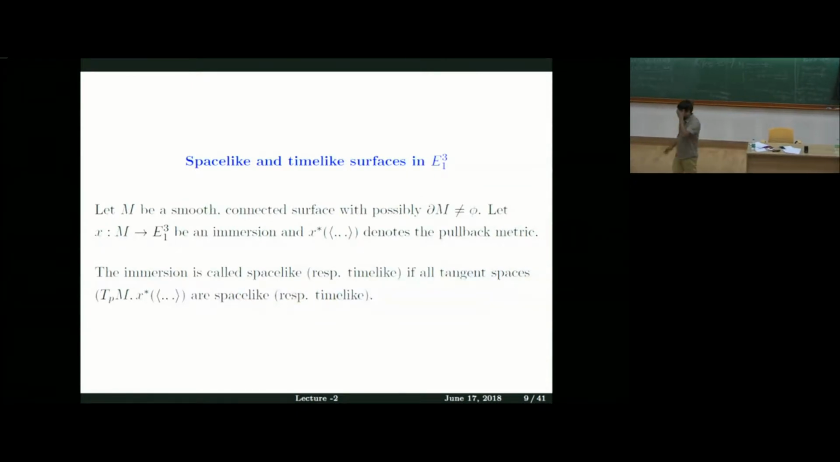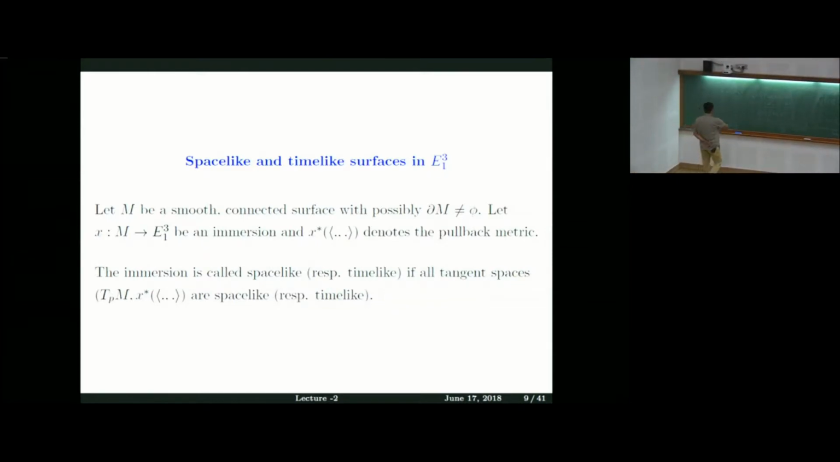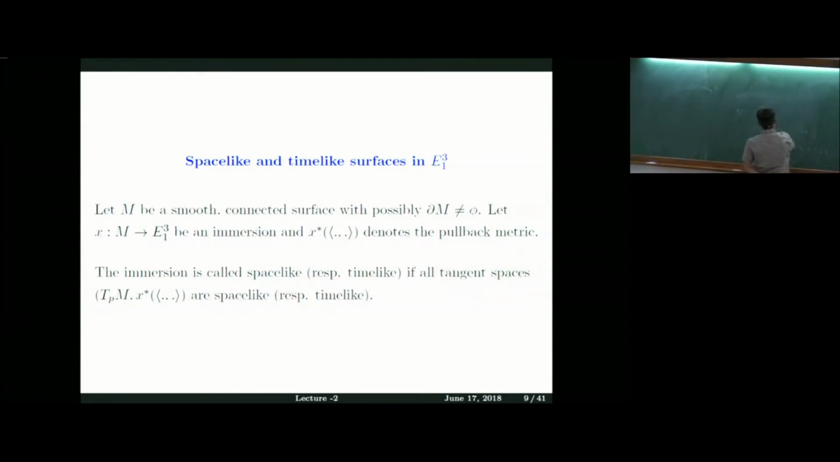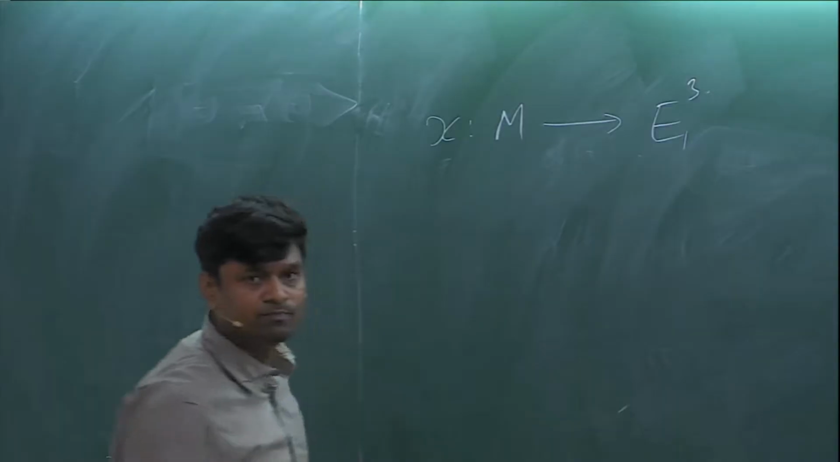Space-like and time-like surfaces, E13. There are two. So I started from an immersion. The definition is written on the board, but let me explain here. What you do, I will say x from M to E13. First of all, I will start from a map.